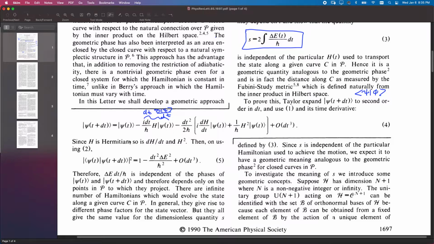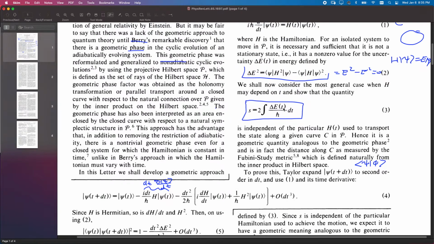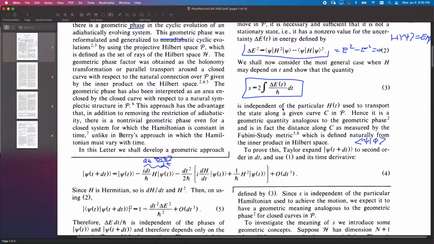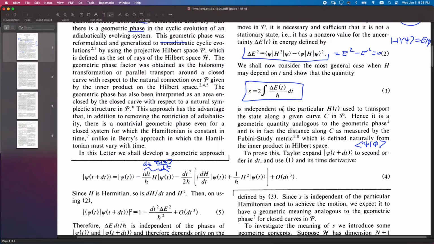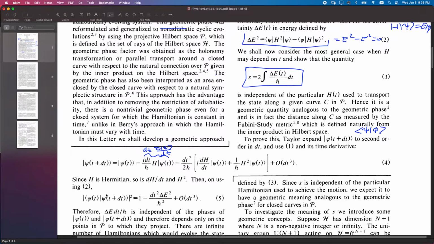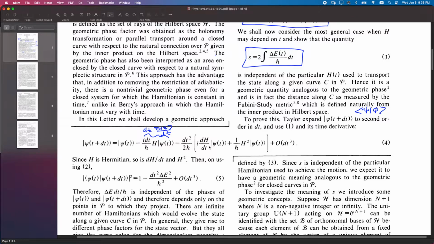Okay, since H is Hermitian, so is dH over dt of H squared. Then using 2, which is this... I don't know what happened to this dH over dt.